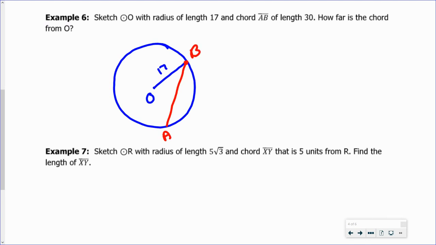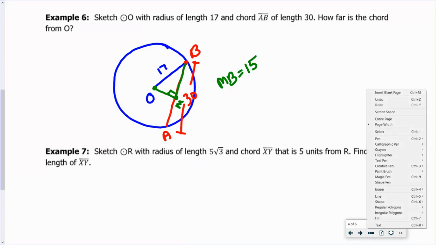Now the chord length in this case, we're told, is 30 units. So what we're trying to figure out is the distance from O to the chord. Based on a theorem that we talked about earlier, in this scenario, when that segment intersects the chord at a 90-degree angle, it gets bisected. So I'm just going to call that M for midpoint. So MB has to equal 15 units.